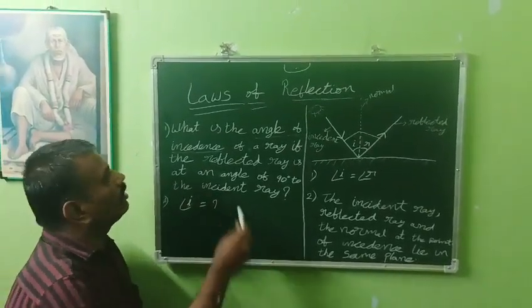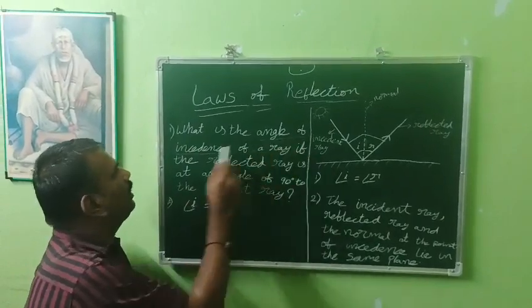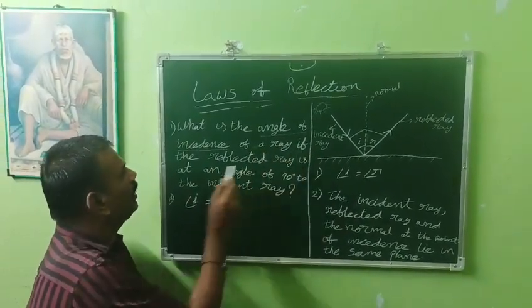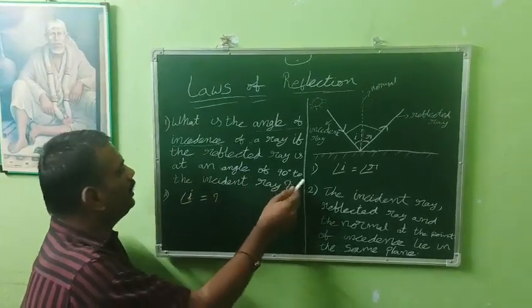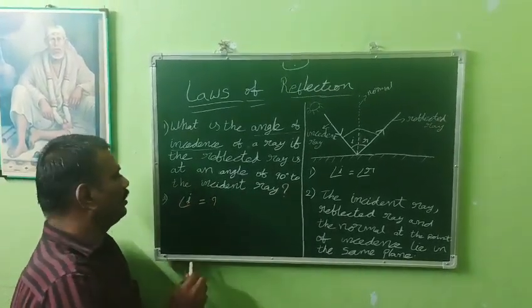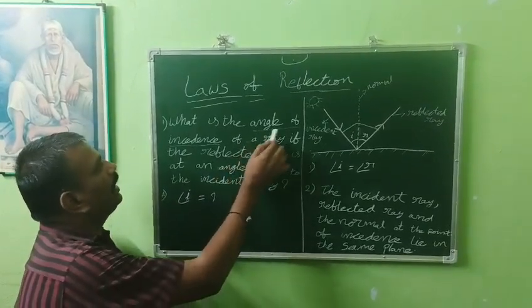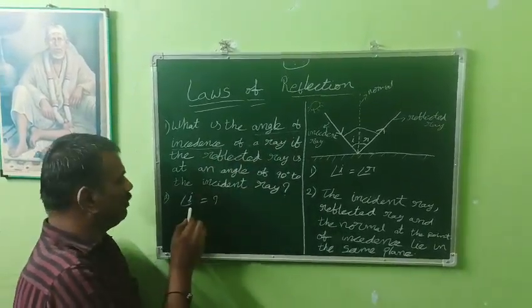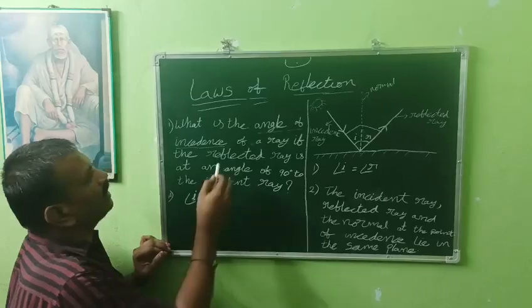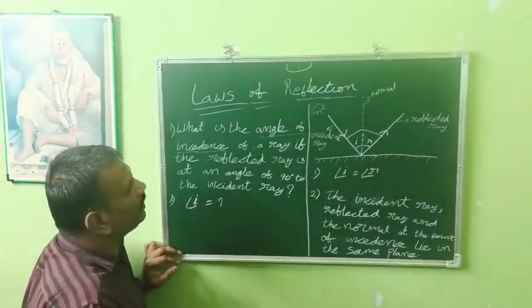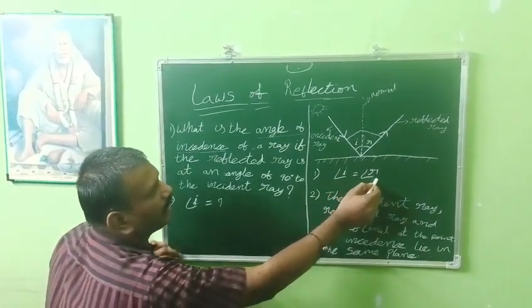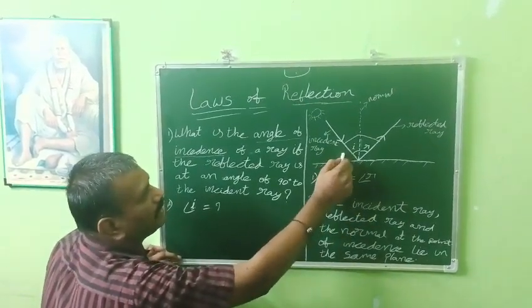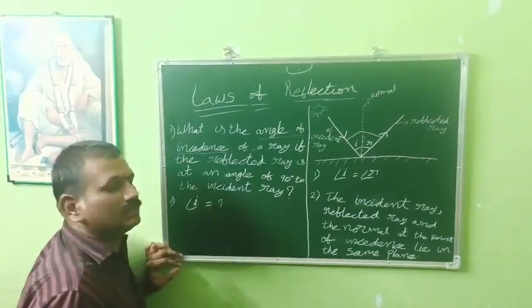See here, what is the angle of incidence of a ray if the reflected ray is at an angle of 90 degrees to the incident ray? What is he asking? The angle of incidence. Means angle of I, he is asking. What is the angle of I? We know that angle of I equals angle of R by the first law of reflection.